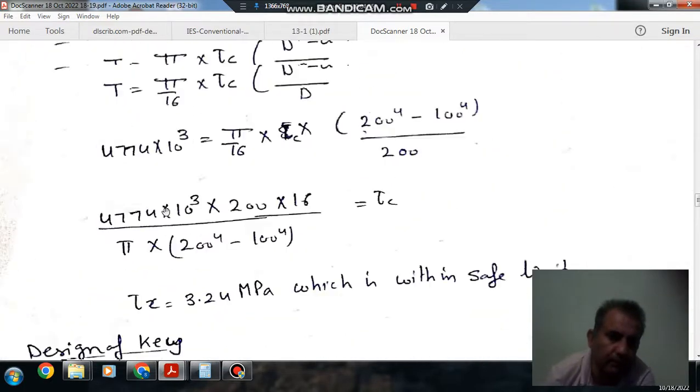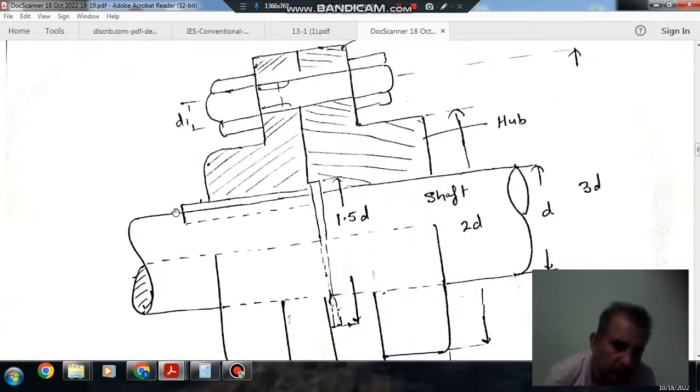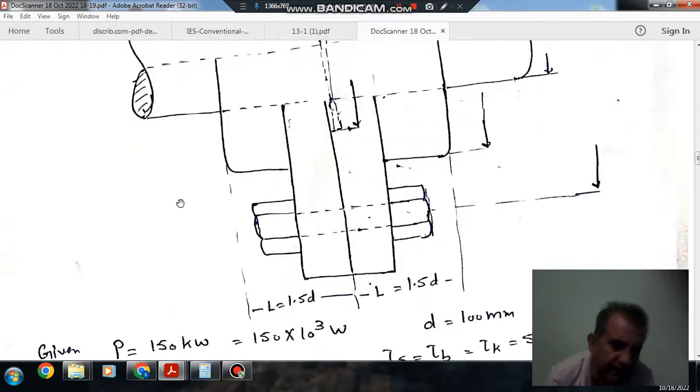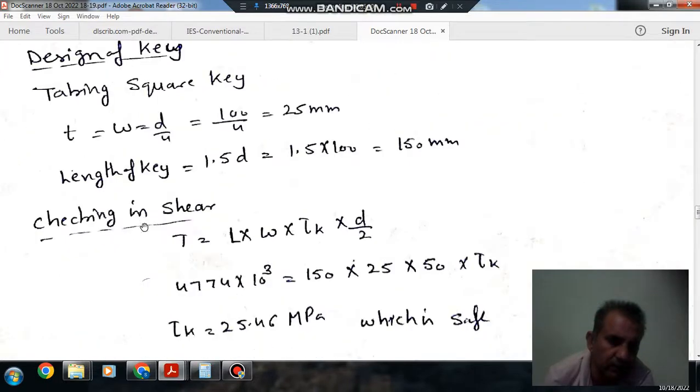So this is your key. Shearing will take place along this plane, perpendicular to this. Perpendicular to this, there will be width and there will be length. So L into W is your shearing area.